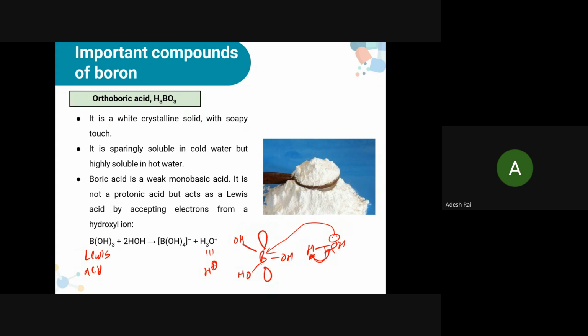What do I mean by Lewis acid? It will accept an electron pair in the vacant orbital. And it will accept an electron pair, therefore it is a Lewis acid. At the same time, it is accepting an electron pair from water in the form of OH minus. So water releases H plus. I told you it is not a protonic acid. Protonic acids are those acids which will donate H plus from their own molecule. Here, boric acid is arranging H plus from a water molecule. It is not donating its own. Therefore, it is not a protonic acid. It is a Lewis acid. Understand the difference, okay? Chalo, moving on.